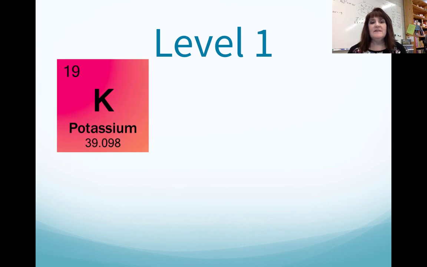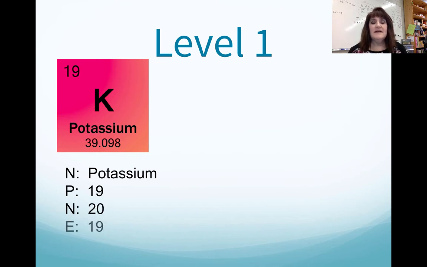If you were given this problem, K 19, and you had to do the NPNE, remember that its name is potassium. There are 19 protons, 20 neutrons, and 19 electrons, based on the periodic table notation given.